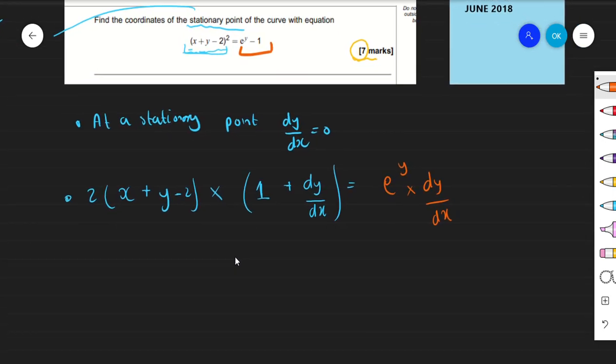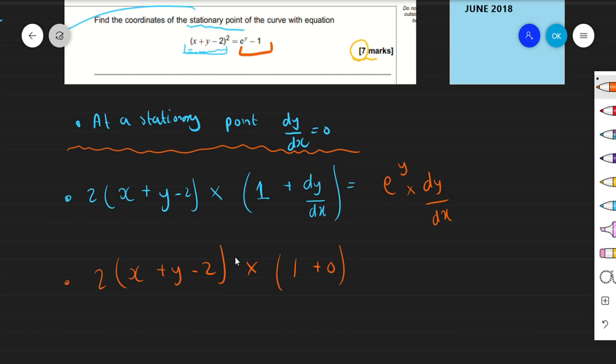If we write this initial statement, because it makes things more clear in the exam as well, dy/dx is equal to 0. If we sub in this 0 for every dy/dx, so let's do that. We would have 2(x + y - 2) multiplied by (1 + 0). You don't have to write that down, but I'm doing it to make it more clear. Times e^y times 0. There are certain things that are very clear here. Every time you multiply by 0, you always get 0. 1 plus 0 is just 1. So it simplifies things a lot now.